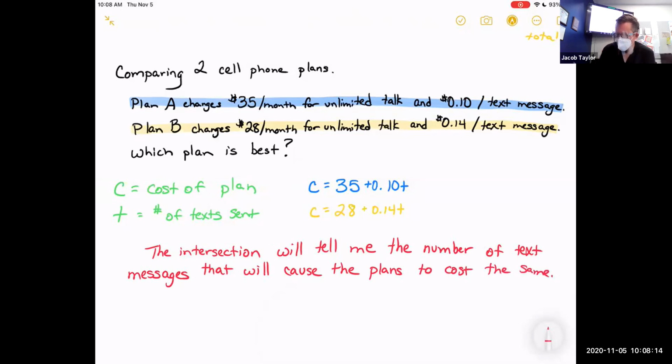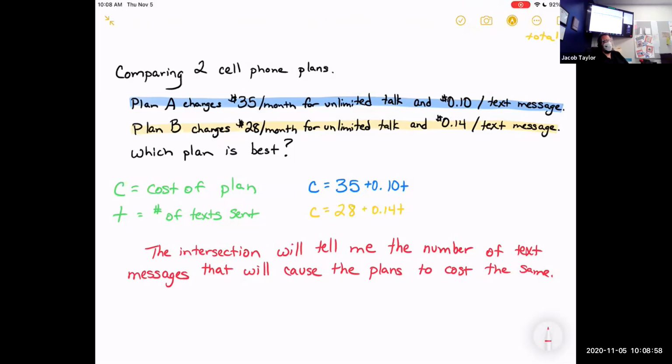So if I send 0 text messages, like nope, no texting for me, phone calls only, which plan should I pick? Plan B. It's only $28 a month instead of $35. What if I limit myself to like 3 texts a month? 3 texts only cost me 14 cents each. That'd only be 42 cents in text. So instead of $28, it'd be $28.42, which is still cheaper than $35 a month. So if I'm only going to send 3 text messages a month, plan B is still better.